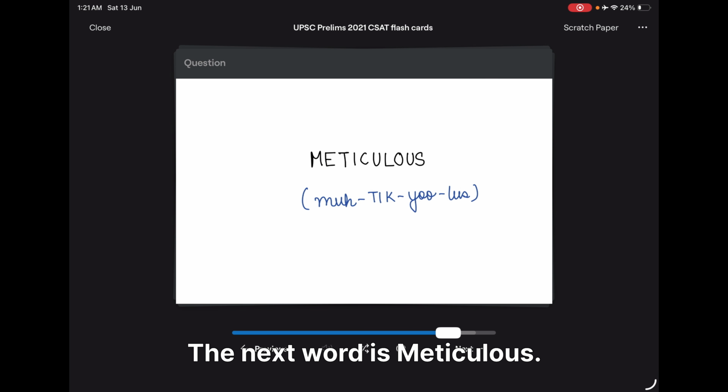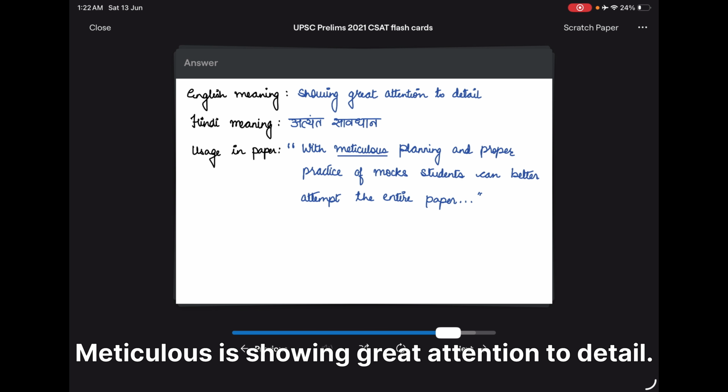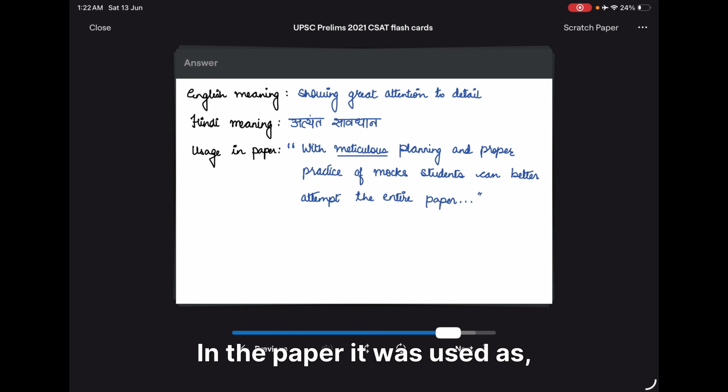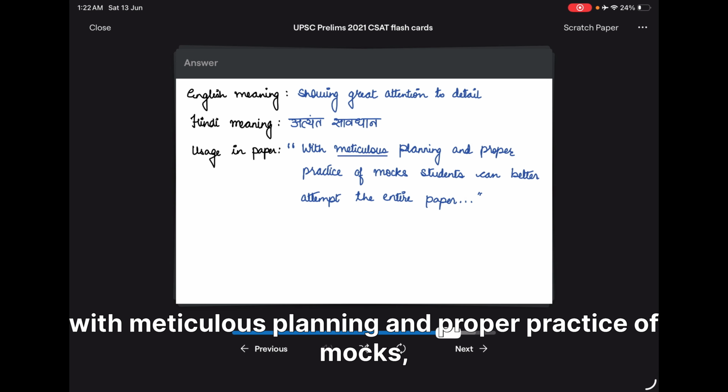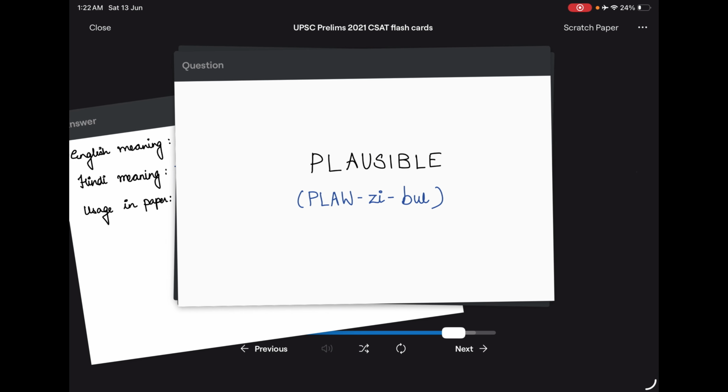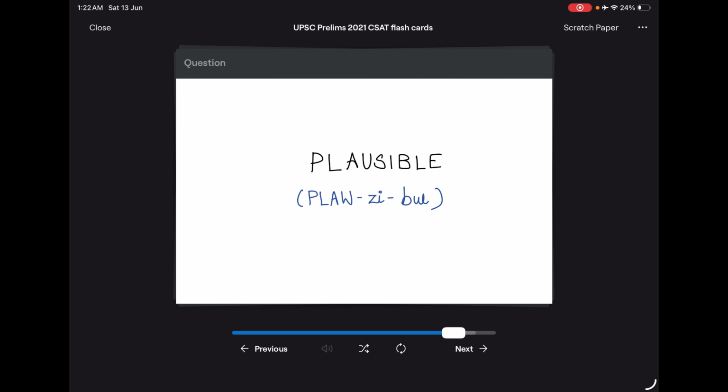The next word is meticulous. Meticulous is showing great attention to detail. हिंदी में इसका अर्थ है अत्यंत सावधान. In the paper it was used as with meticulous planning and proper practice of mocks, students can better attempt their entire paper.